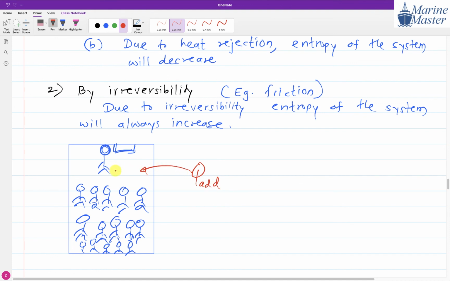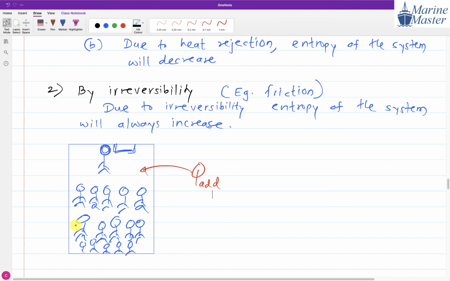So whenever there is a heat addition, what is going to happen? Everybody in the classroom is going to feel uncomfortable due to heat addition, because the surrounding temperature is higher and room temperature is lower. The teacher is not able to take the lecture properly. Students will not be able to listen to what the teacher says properly. So everybody is feeling uncomfortable.